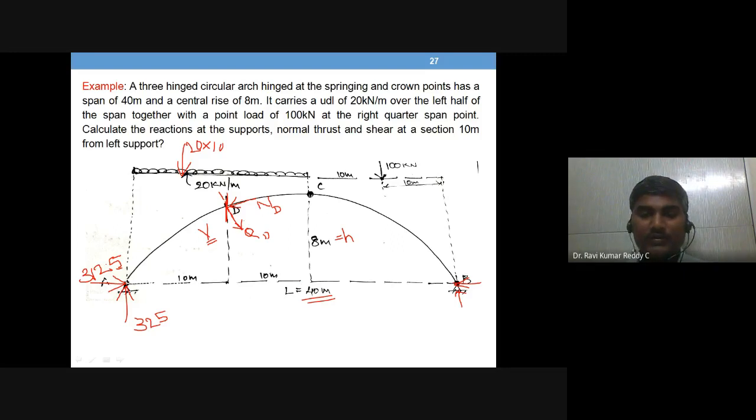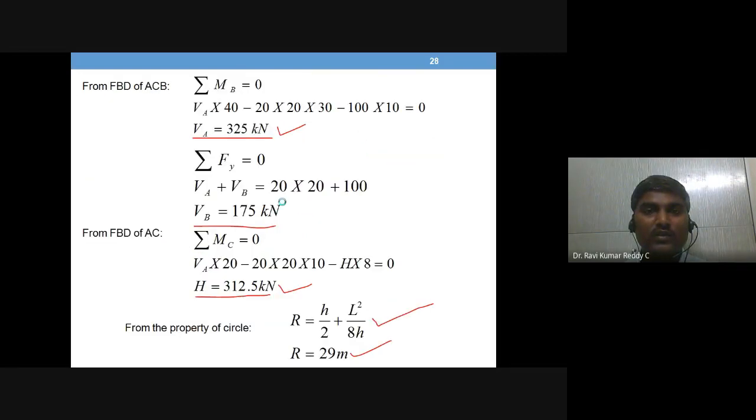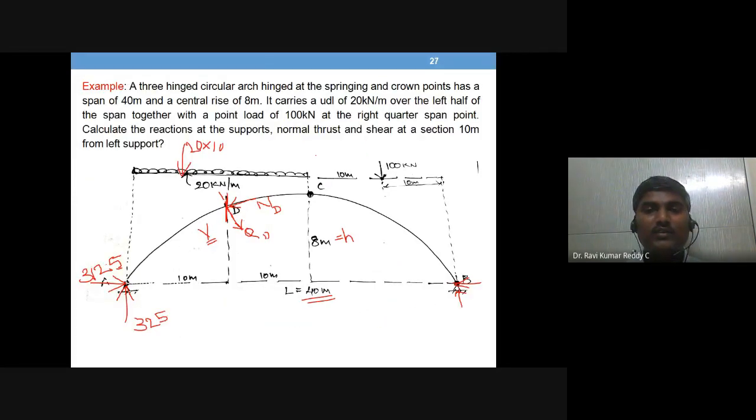Right. Just practice this solution once again on a rough sheet. Then you will get a much clearer idea, and you may visit my lecture anytime whenever you get a doubt. You can very well practice this solution for the circular arch, right? Thank you all.